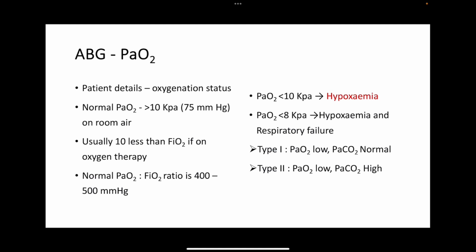So we should always see the PaO2 and correlate it with the oxygenation status of the patient. For example, if the patient has a normal PaO2 while on 15 liters of oxygen, it is abnormal. Similarly, a normal PaCO2 in a hypoxic asthmatic patient will indicate that the patient is not able to cope with the increased work of breathing.